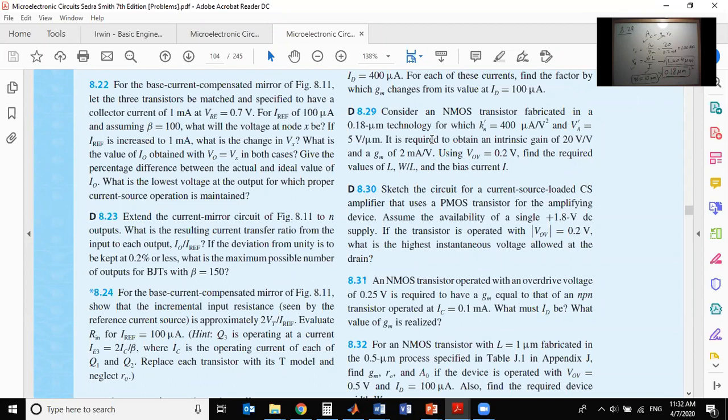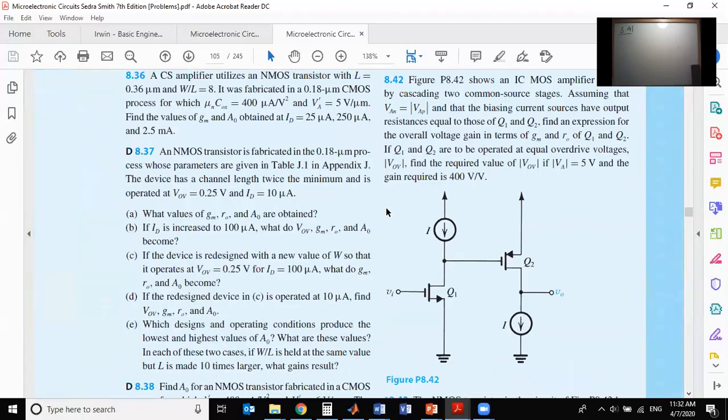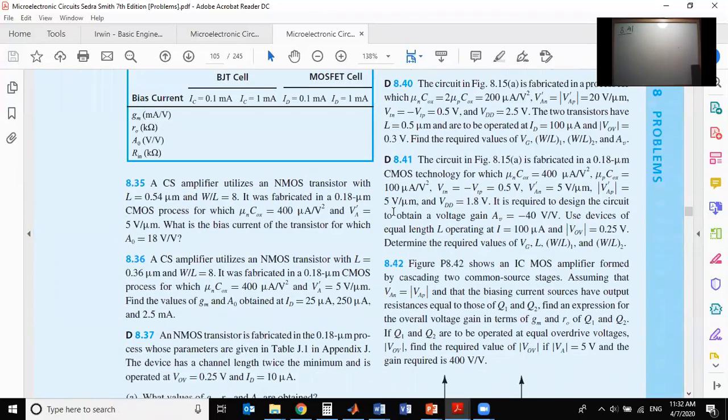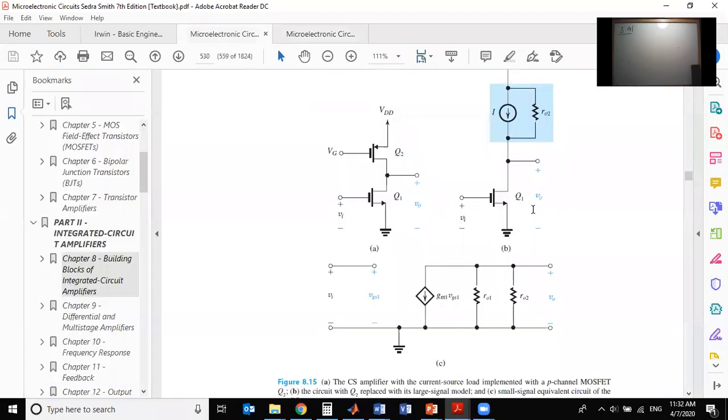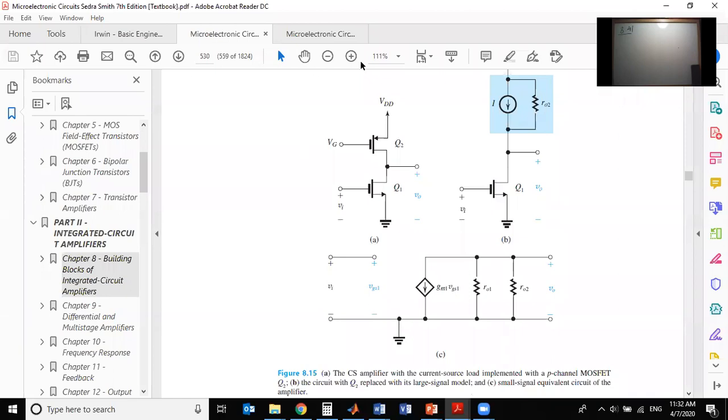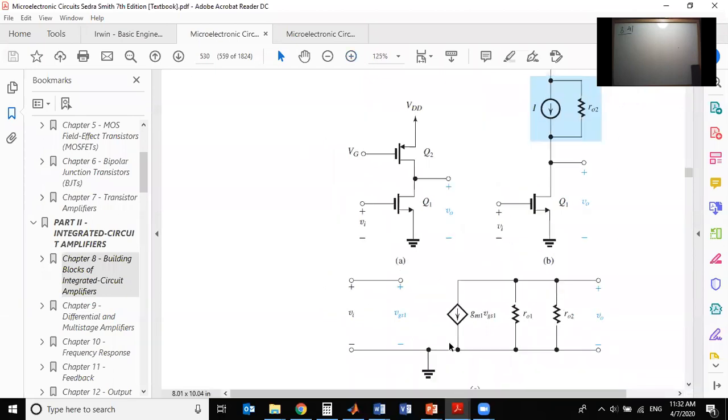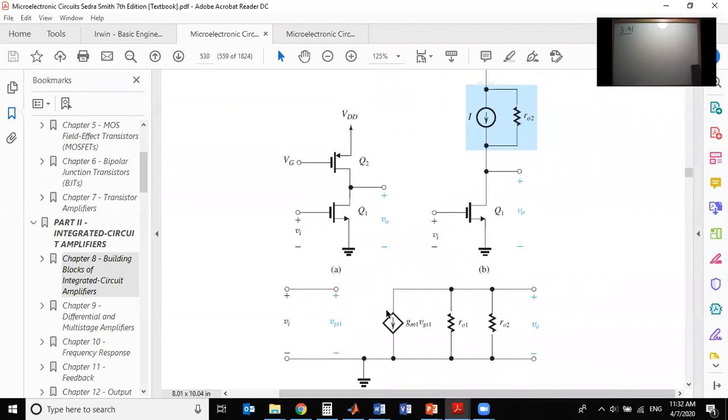Okay, so let's move on. I know the time's flying. So let's move on and solve 8.41. Here's 8.41. He says in the circuit of figure 8.15. So let's go here and find 8.15. This is the circuit in figure 8.15.